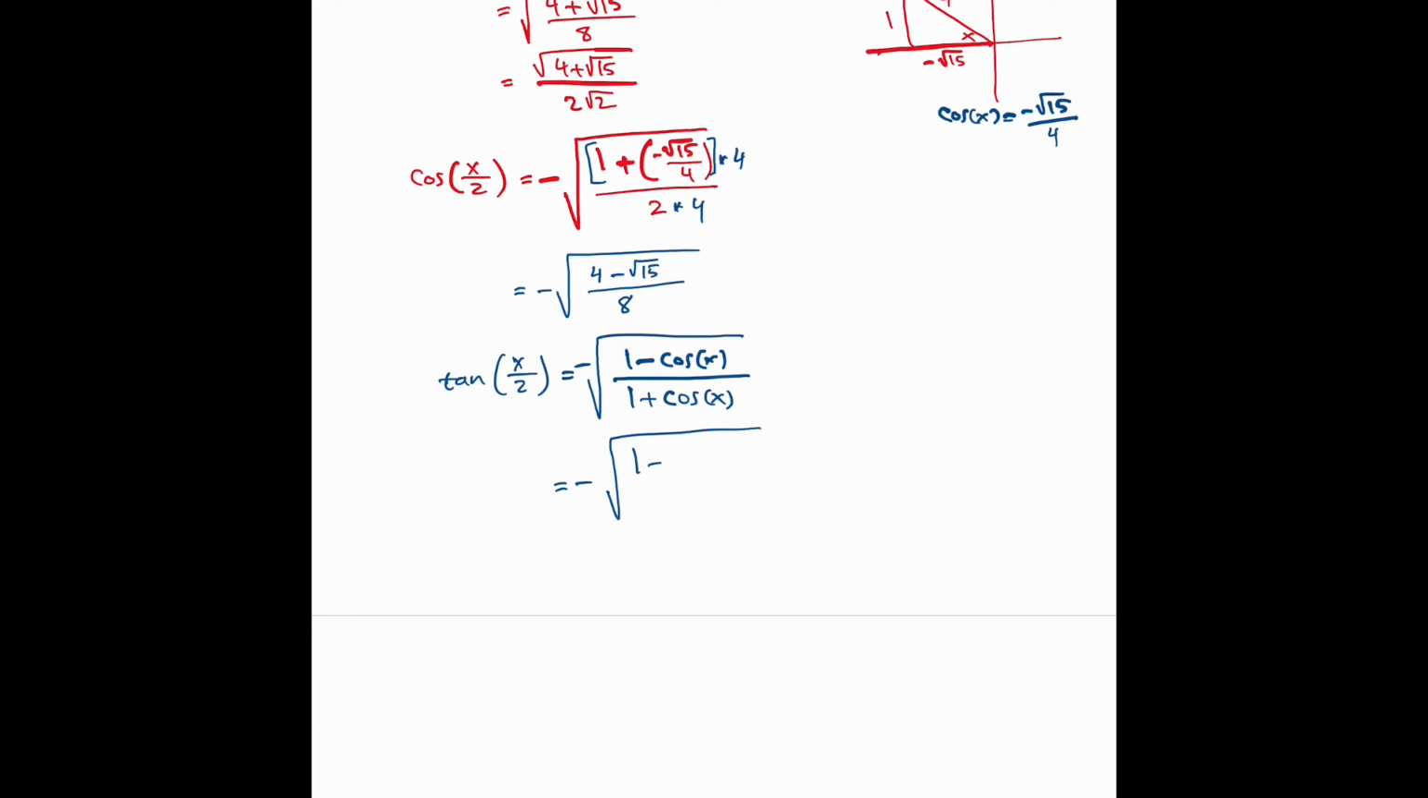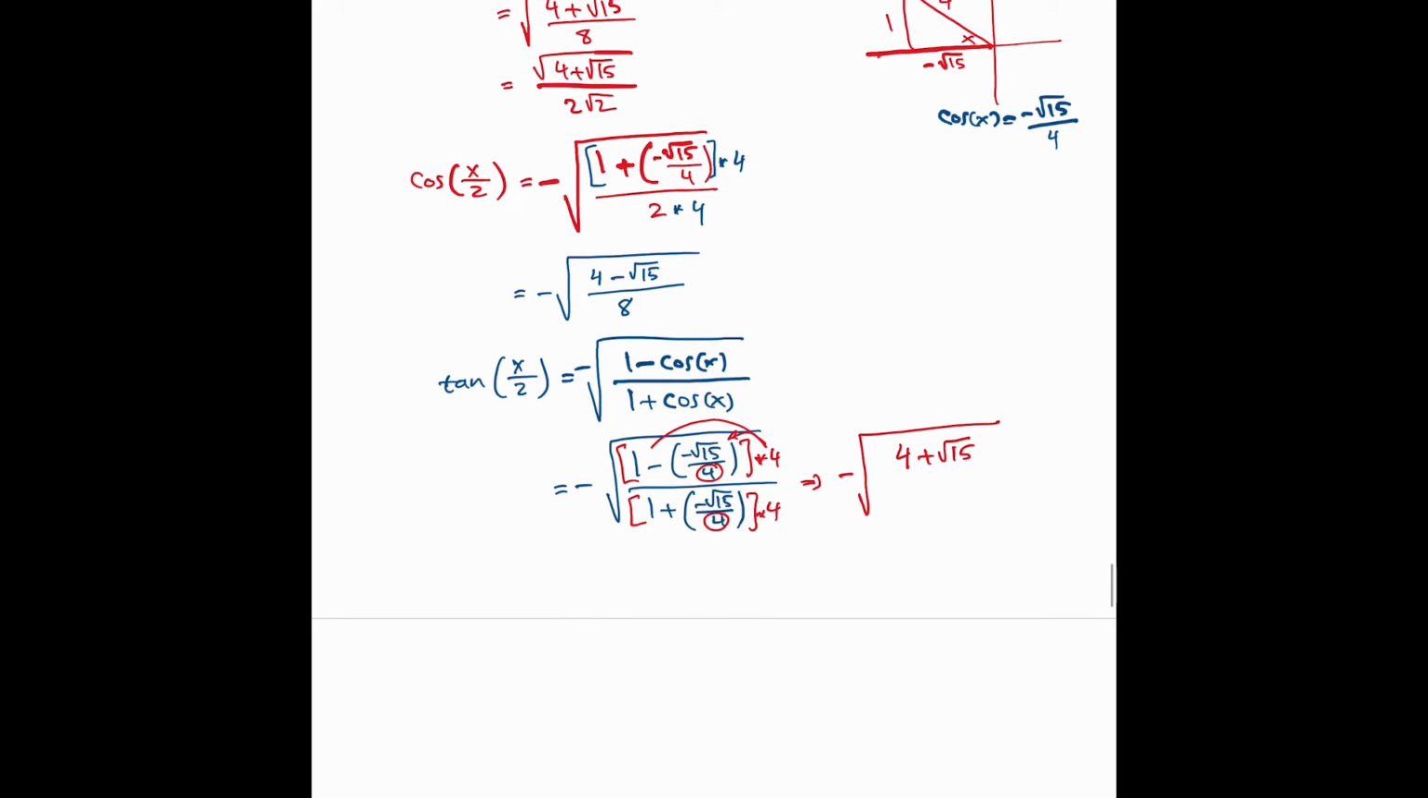Square root of 1 minus negative square root of 15 over 4, divided by 1 plus negative square root of 15 over 4. Again, here I can multiply both numerator and denominator by 4 to get rid of this 4. So I will have negative square root of 4, negative times negative is positive, square root of 15. The 4 is going to cancel with 4. Remember that I am distributing here as well. So divided by 4, negative times positive is negative, and then square root of 15. And that is tangent x over 2.